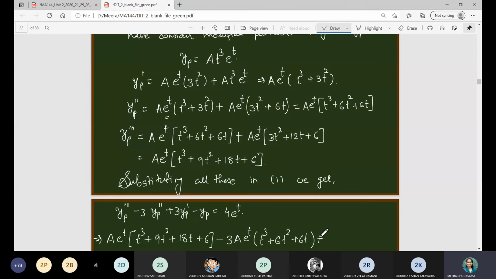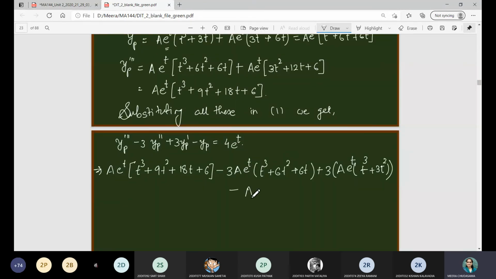I have written it correct. 3 yp dash means it is this one, so it is a e raised to t, here you can write t cube plus 3t square, and finally minus yp. Yp we have chosen as a t cube e raised to t, right? So minus a t cube e raised to t is equal to 4 e raised to t.